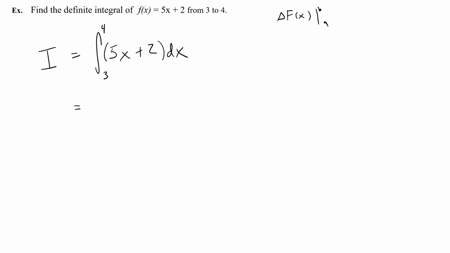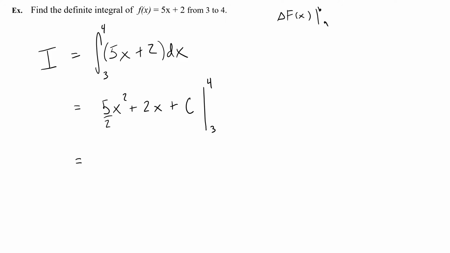How do I evaluate this? Well, first I need to take the antiderivative, and I'm going to get 5x squared, and then I divide that 5 by 2, plus 2x, plus c, my constant of integration. Okay, so that's the antiderivative. But I still need to plug in 4 and then plug in 3 and subtract the 2. So what I do is I put this little bracket on the side and remind myself that I need to plug in 4 and plug in 3.